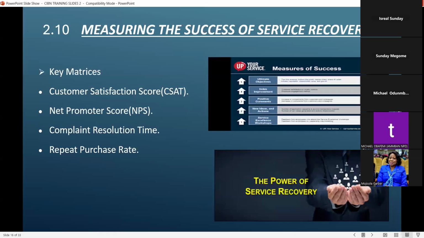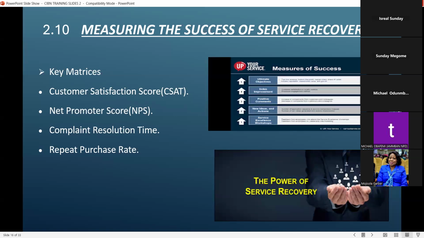Net promoter score. This is a common metric used in customer experience programs. Net promoter score measures customers' loyalty by looking at their likelihood of recommending a given business. So, of course, the likelihood of them recommending your business to another person depends on that net promoter score. Complaint resolution time. We've talked about this. How fast you resolve complaints, of course, is a measure of success of service recovery.